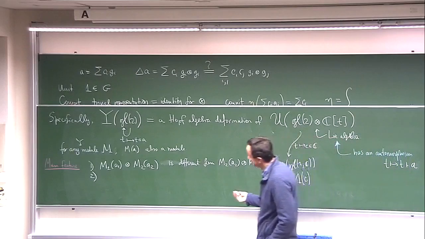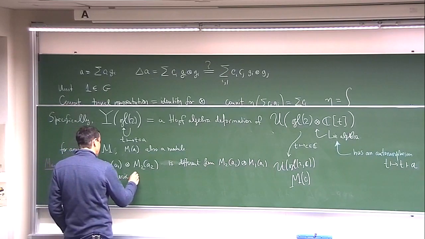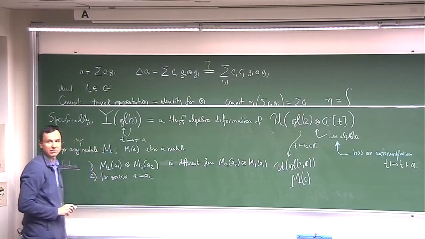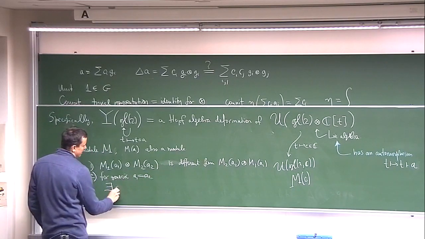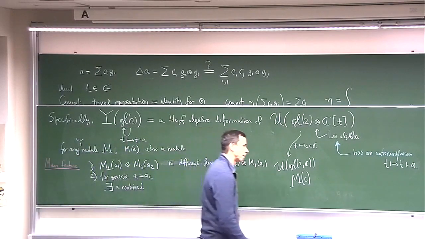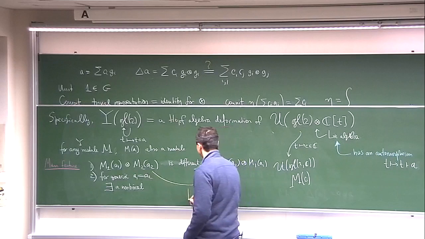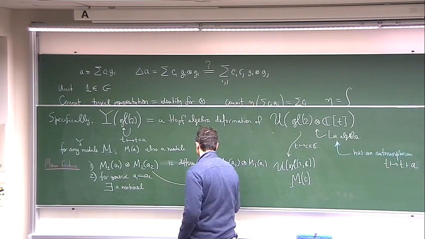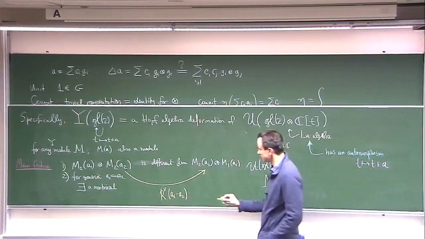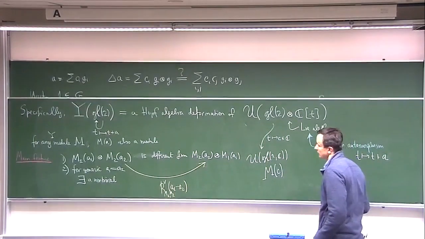And so the manifestation of that is that there exists, for generic a1 and a2, a nontrivial intertwiner. Since there's an automorphism that shifts a1, it's enough to require the difference to be generic. It is usually denoted R-check, and it's a function of a1 minus a2, because simultaneous translation is an automorphism.